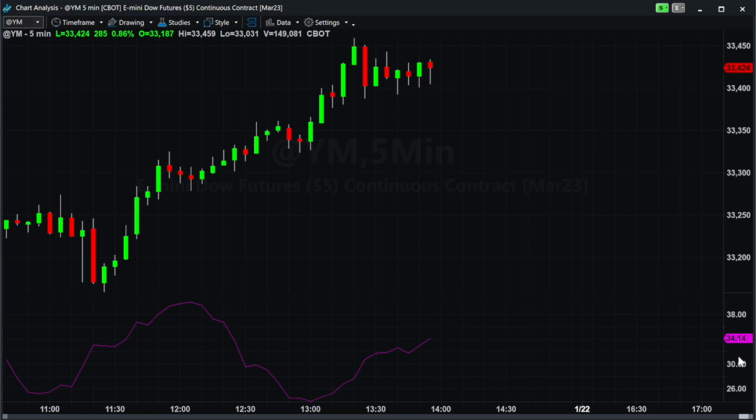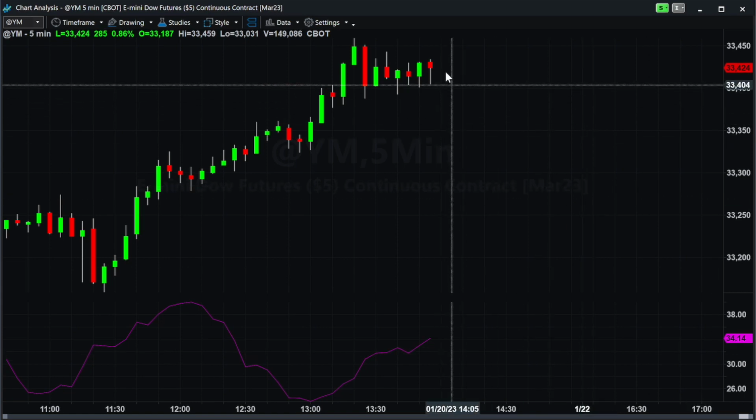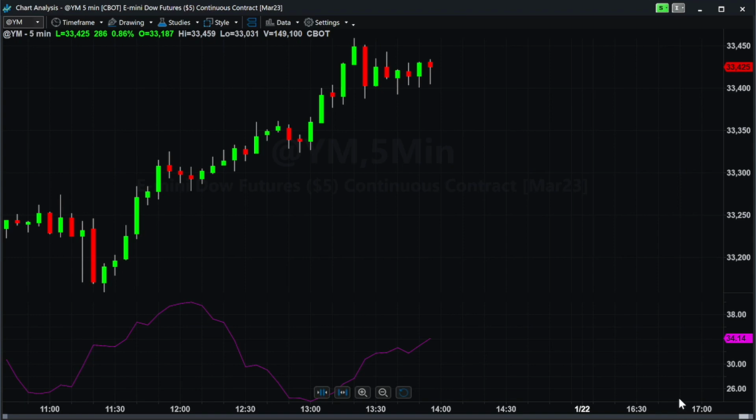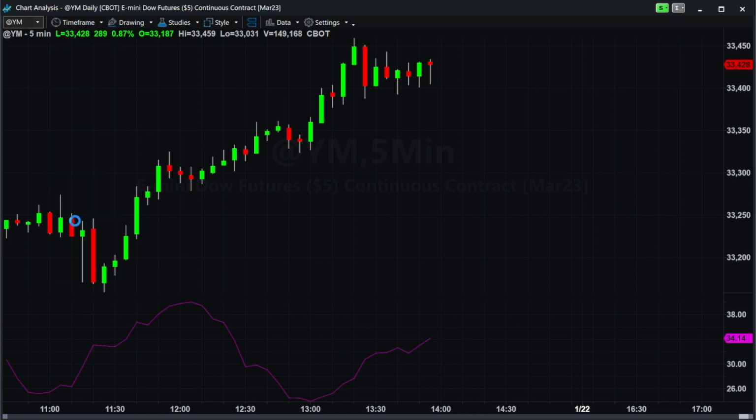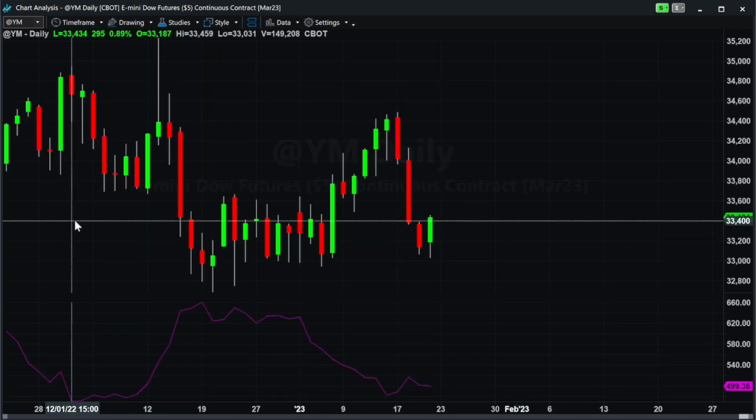So regardless of what time frame you're on, it's going to look at the last 14 candles and give you the average here for how much that moves. So again, most of the time when people are talking about the ATR, they're only talking about it in terms of the daily, and you can get that by having it on a daily chart.